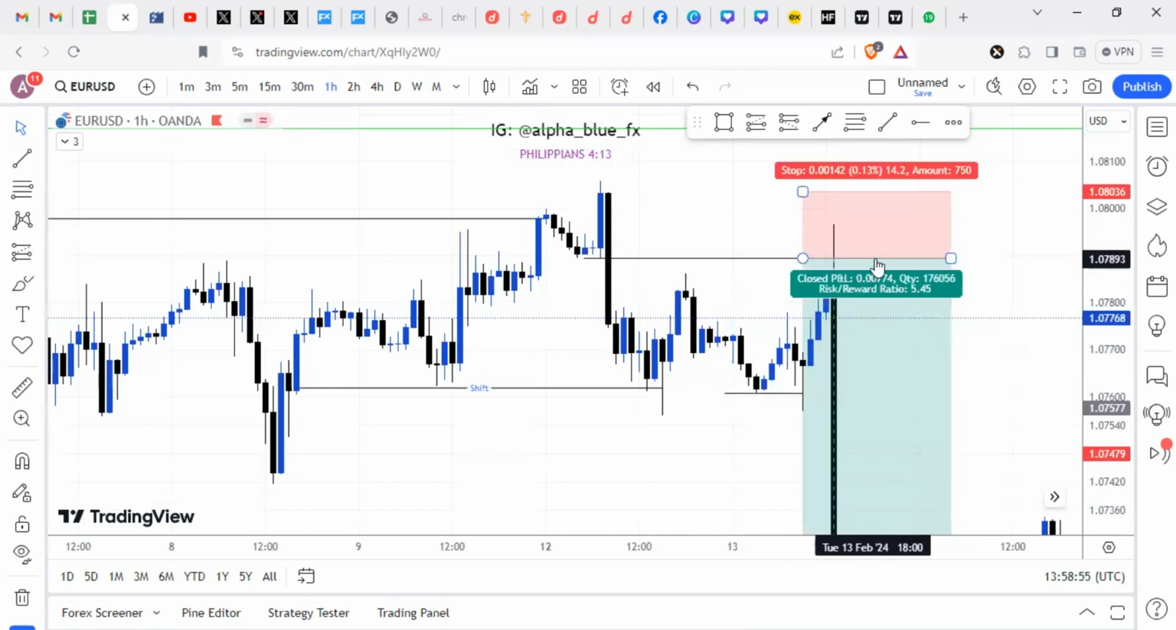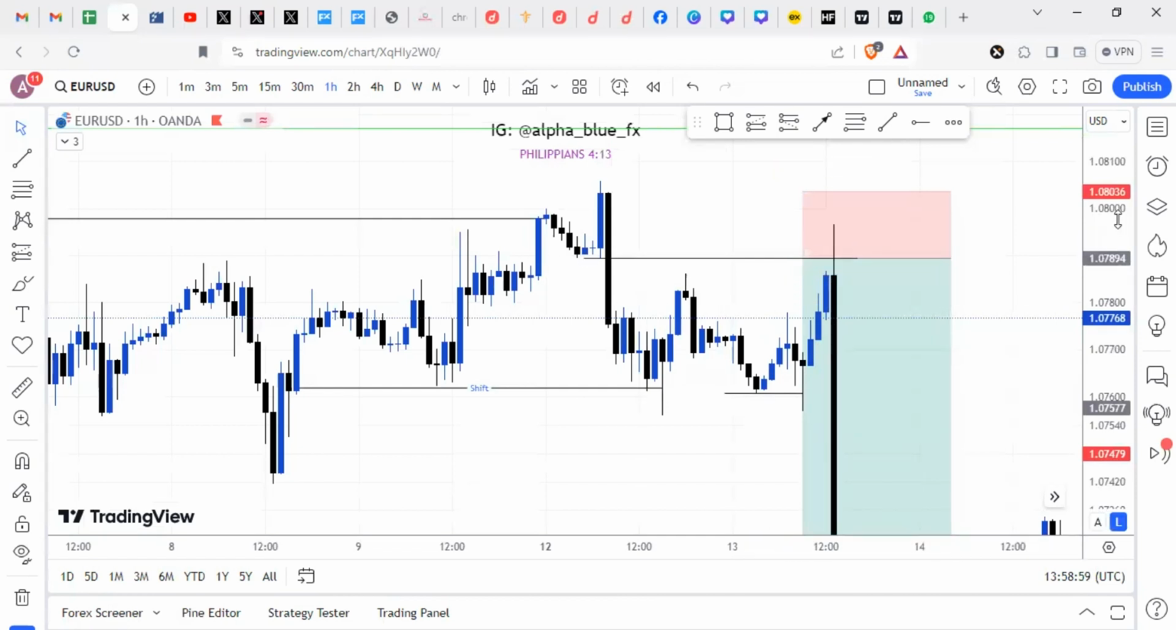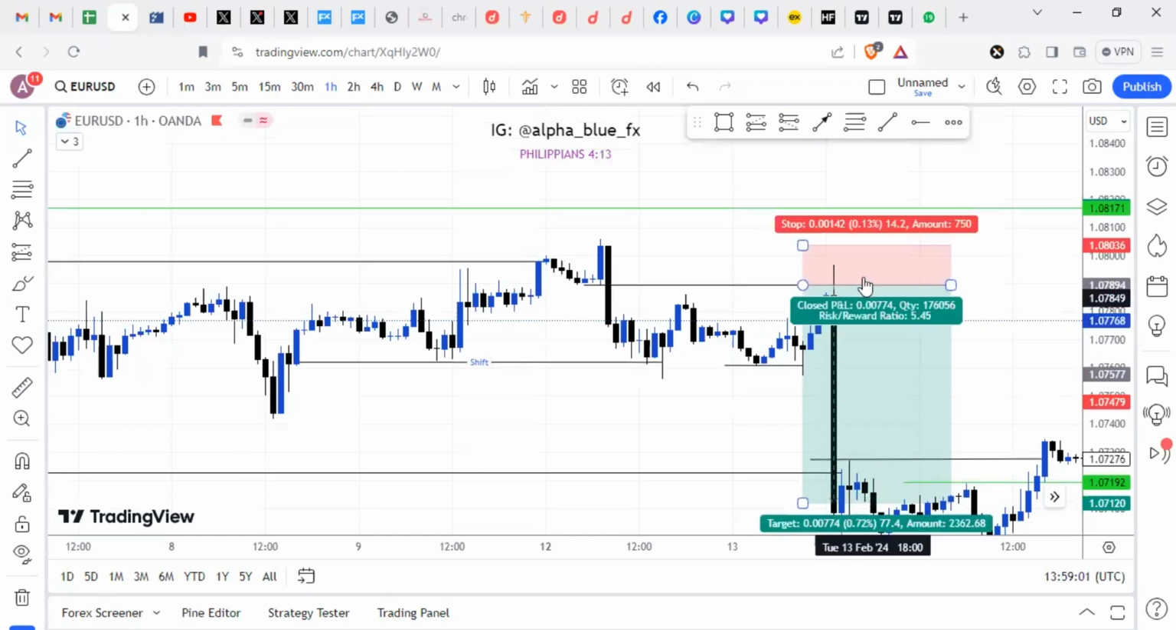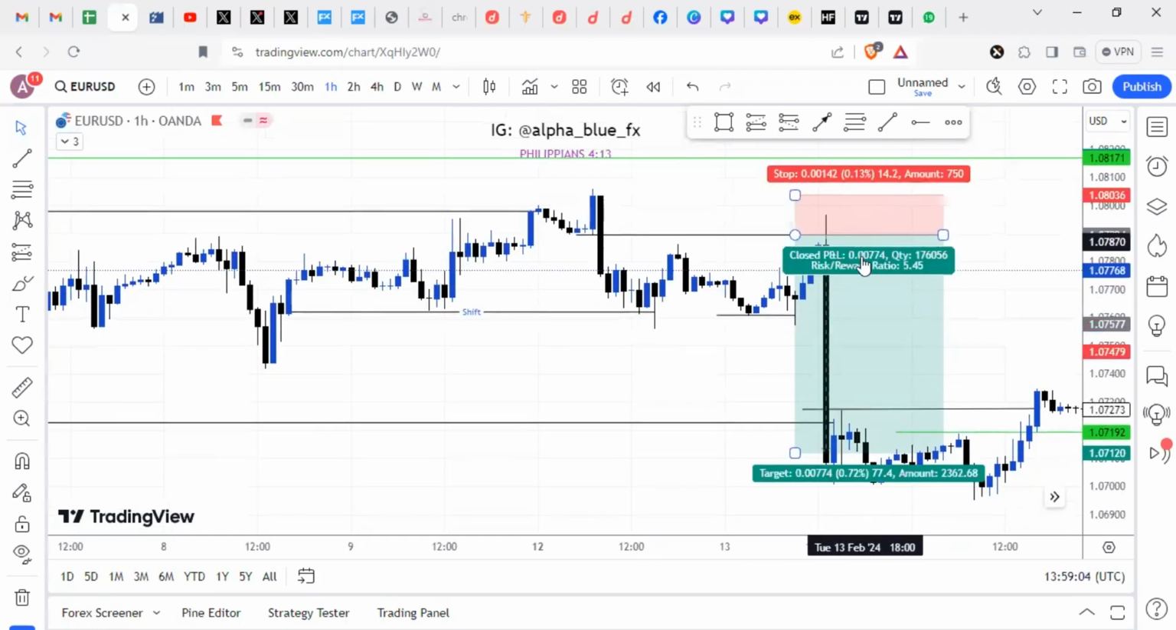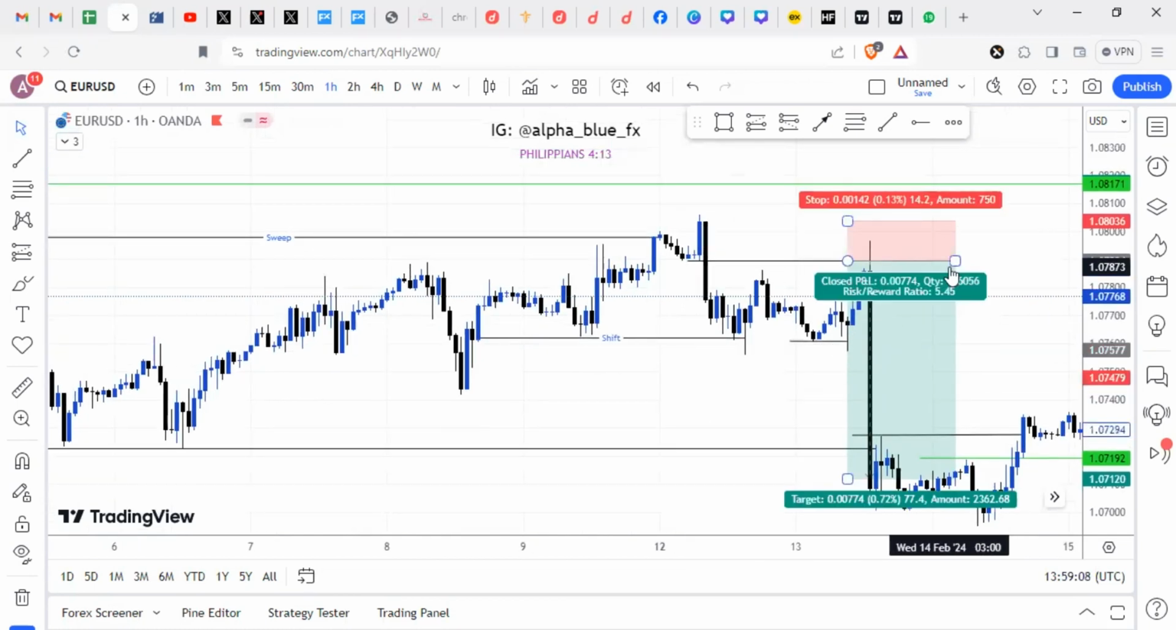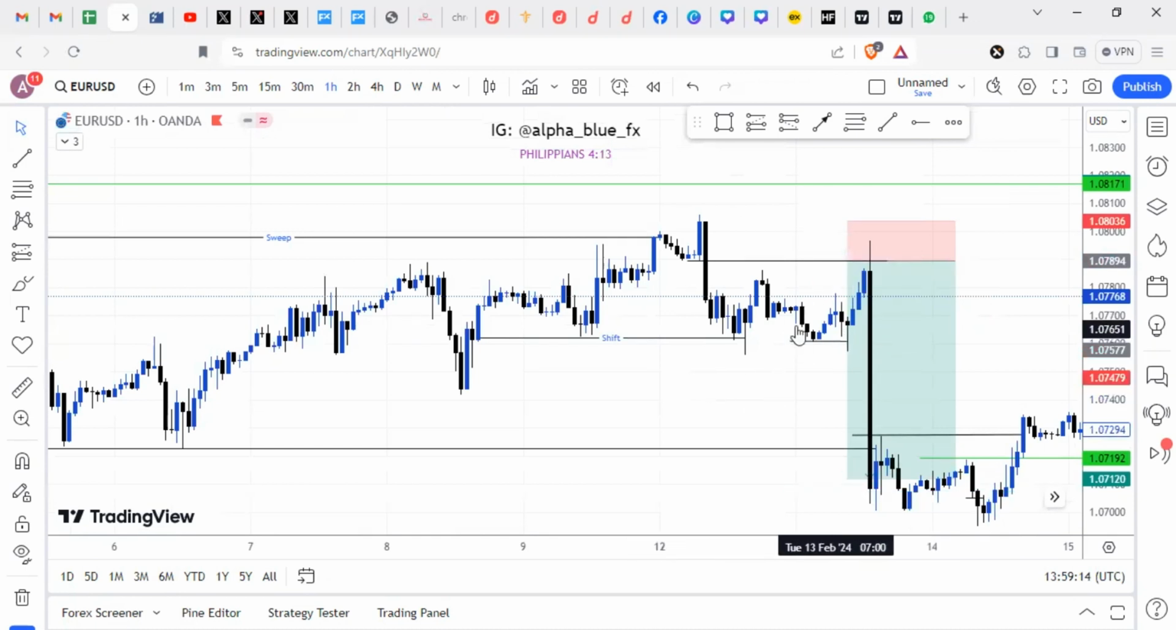I had this trade triggered before the CPI data was released, and immediately the data was released, the CPI data just sent price to hell, man. It just drove price all the way to my TP, straight up to my TP. So that was how I caught this very beautiful 1 to 5.4 hour trade on Euro USD.